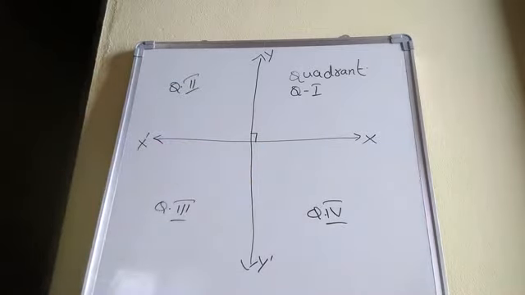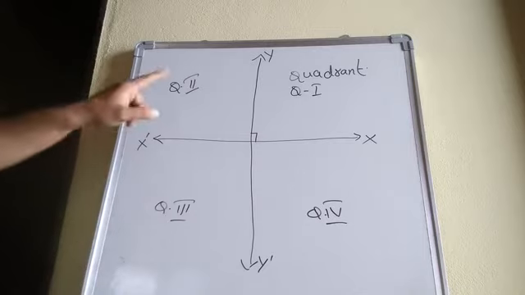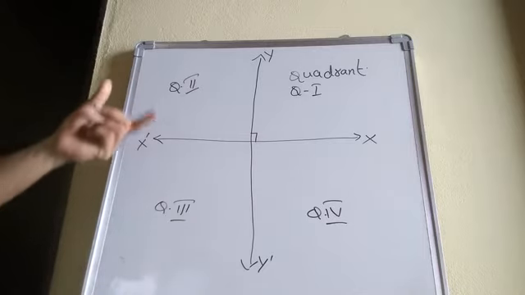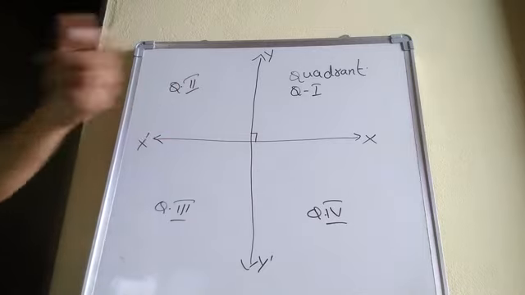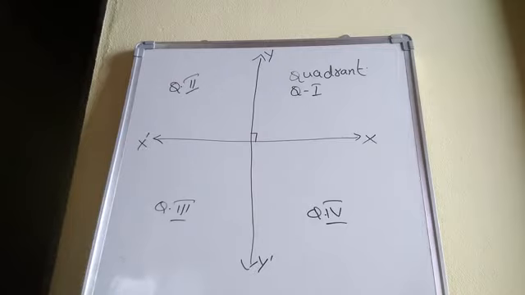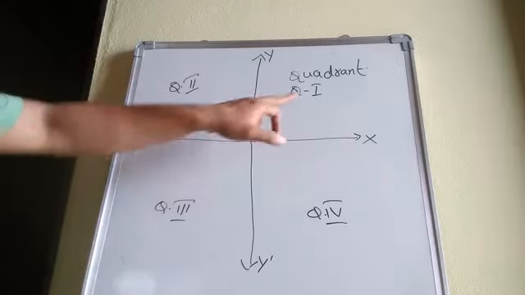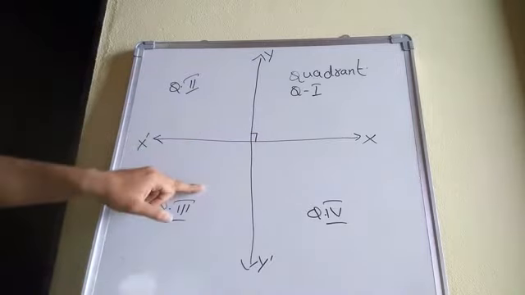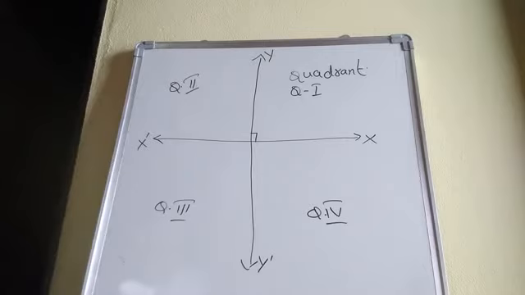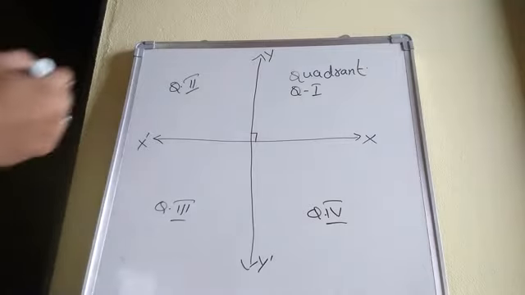Now a question arises: which kind of point lies in which quadrant? We have learned earlier that a point consists of 2 numbers, the first value of the x-axis and the second of the y-axis. So where do these points lie? It might lie in this quadrant, or this, or this, or this. Now you will learn which point lies in which quadrant. For that, I will write a little more.